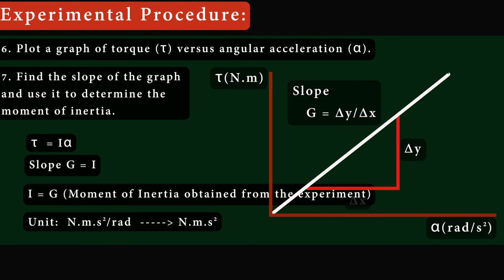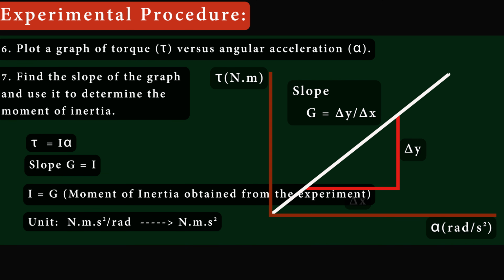Thus, the slope, g, equals the moment of inertia, I. By rearranging the equation, we get the moment of inertia, I, equal to the slope, g. This moment of inertia value is obtained from the experiment. Since the slope's units are determined by dividing the y-axis units by the x-axis units, the moment of inertia obtained from the graph will have units of Newton meters times seconds squared per radian. However, since radians are not considered units in the SI system, they cancel out. Therefore, the moment of inertia obtained from the graph will have units of Newton meters times seconds squared.